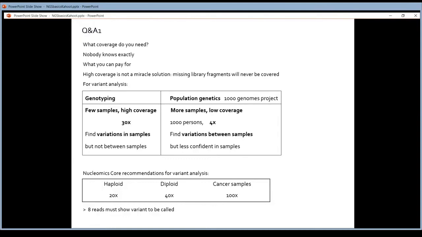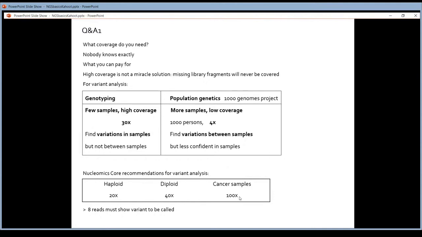For variant analysis, I also asked the Nucleomics Core, that's the VIB sequence provider. They do sequencing the whole day, every week, every year. I asked them what they recommend to their customers, and you can see their answer here. Not going to read it out loud, you can read it yourself.